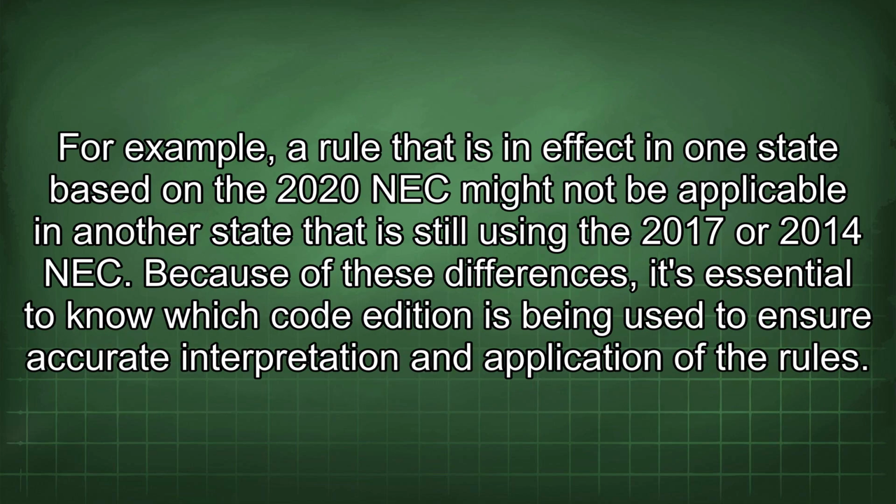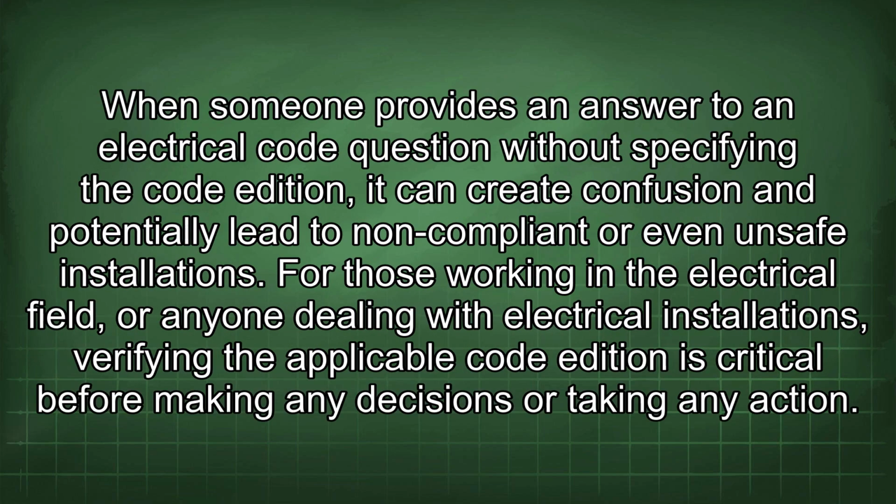For example, a rule that is in effect in one state based on the 2020 NEC might not be applicable in another state that is still using the 2017 or 2015 NEC. Because of these differences, it's essential to know which code edition is being used to ensure accurate interpretation and application of the rules. When someone provides an answer to an electrical code question without specifying the code edition, it can create confusion and potentially lead to non-compliant or even unsafe installations.